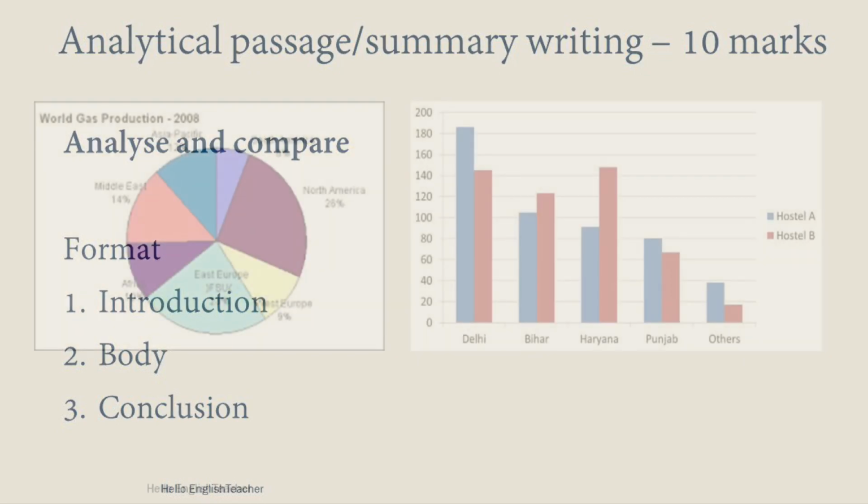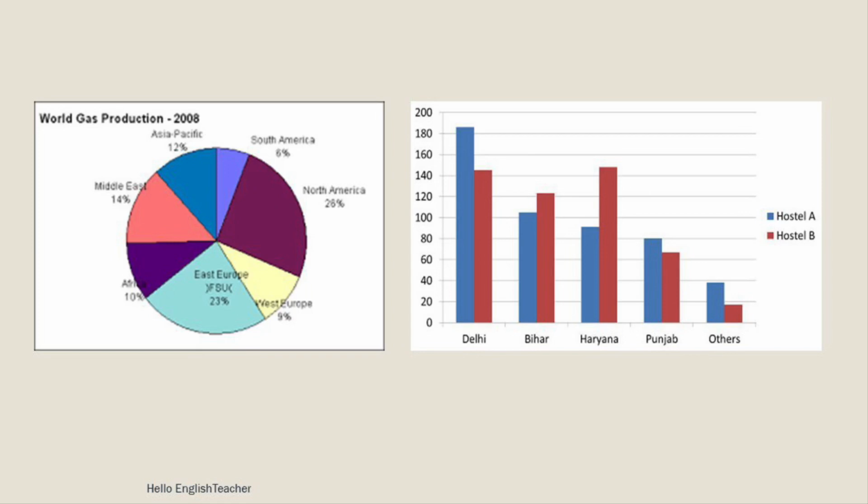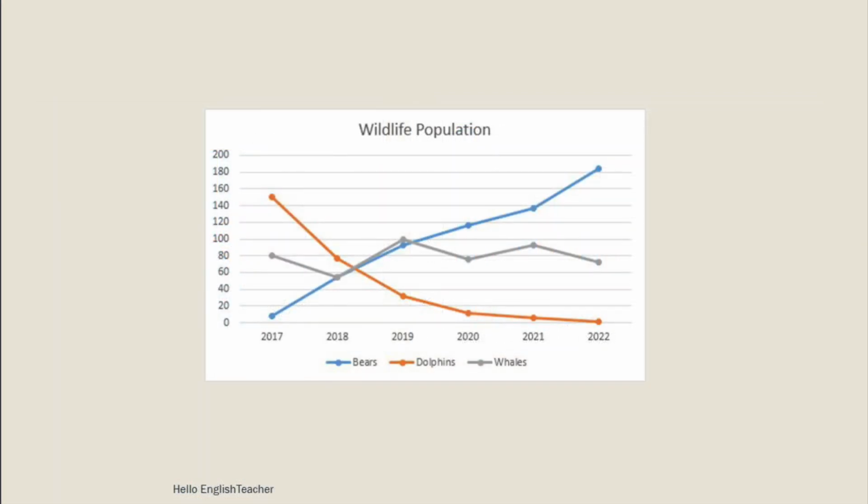So analytical writing is analyzing and writing. So you will be given some kind of data. Either it will be in the form of a chart, it can be a pie chart or a bar graph or a line graph or sometimes a table or a report as well or even a picture. So anything can be given in the form of data. You have to analyze the picture or data or graph and find out what is given in that and you have to write a summary about it.